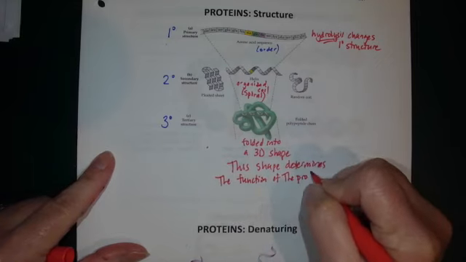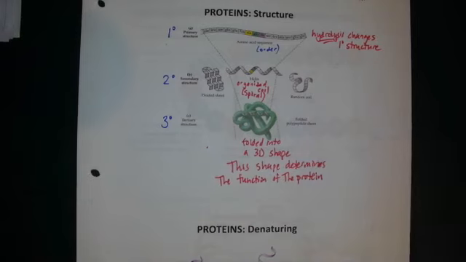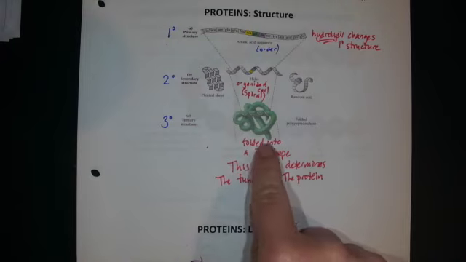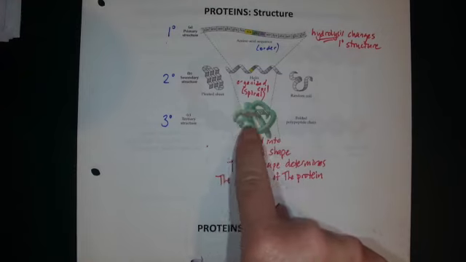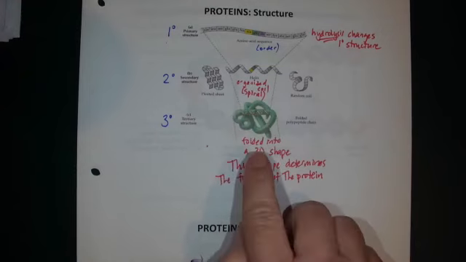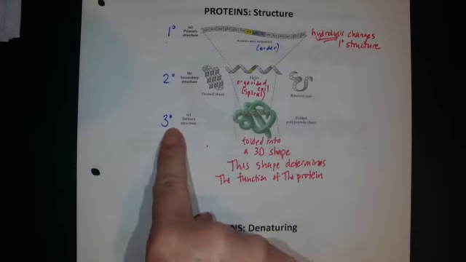Much like the shape of the key that you use to get into your apartment or your house determines if it functions in the lock. If you shave off one of those little pointy things on the key, it might not work anymore. Definitely, if you melt it, it won't work anymore. So the 3D shape determines function. Most proteins have a particular 3D shape. And that's called the tertiary structure.